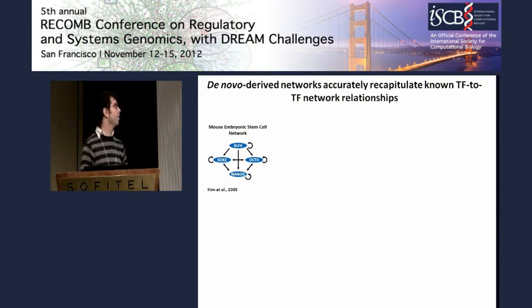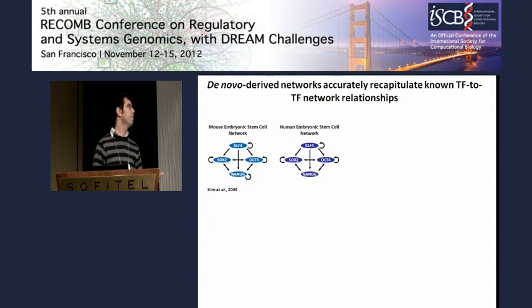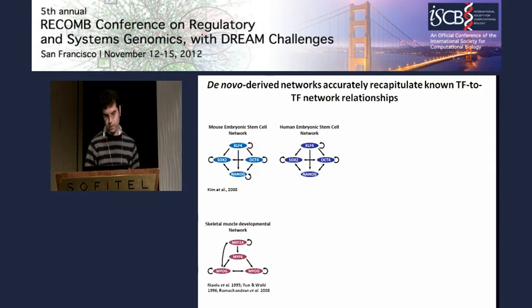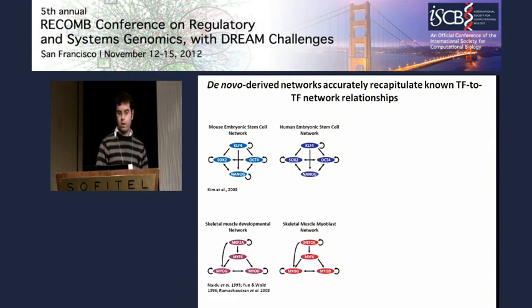So this is a subnetwork that was constructed using ChIP-qPCR in mouse embryonic stem cells, and we wanted to compare how this looks to the network which we found in human embryonic stem cells, and you can see that they're quite similar. Similarly, this is a network which was constructed using perturbation studies, DNase 1 footprinting, as well as, I believe, some ChIP studies across multiple papers in developmental skeletal muscle. And we can see that within our myoblasts, we see a very similar network.